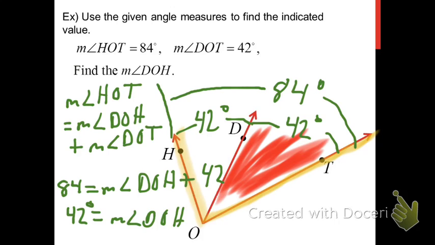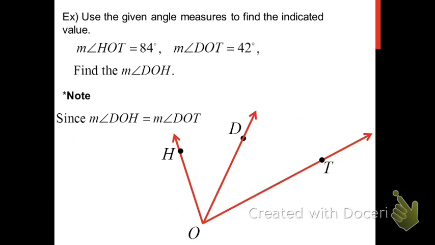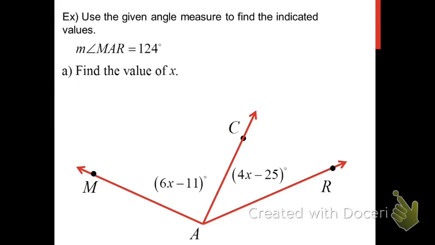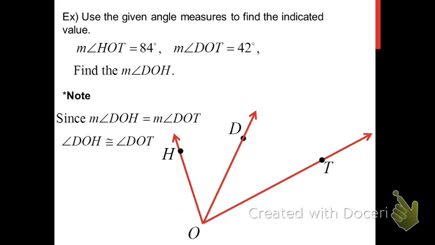Now I want you to notice something about this particular picture, just for notation purposes. It turned out that the measure of angle DOH is equal to the measure of angle DOT, as you see right there. And whenever two angles have the same measure, we say that those angles are congruent to one another. So we can say then that angle DOH is congruent to angle DOT.